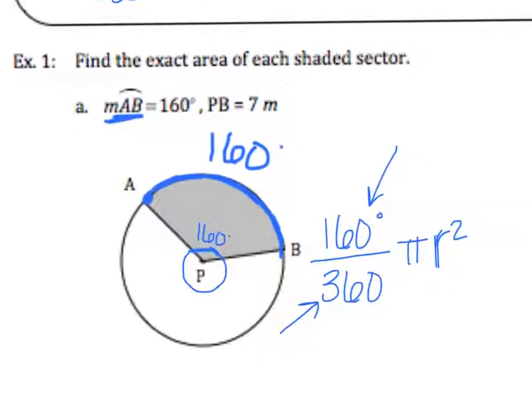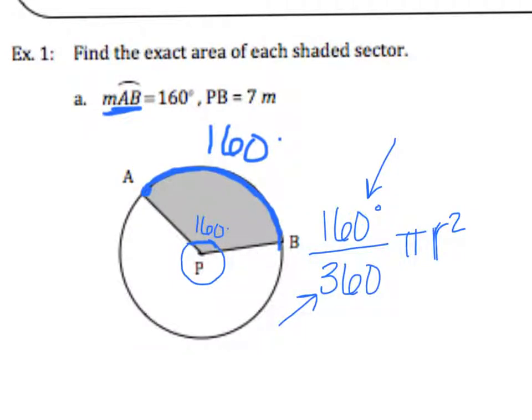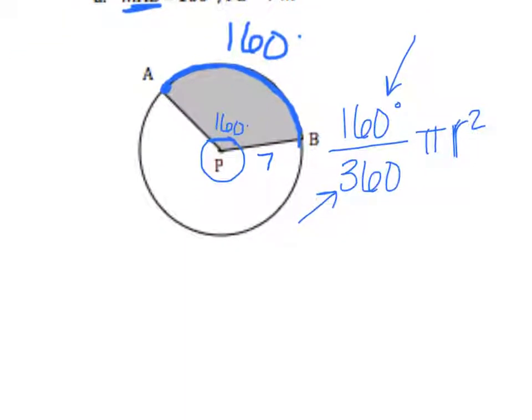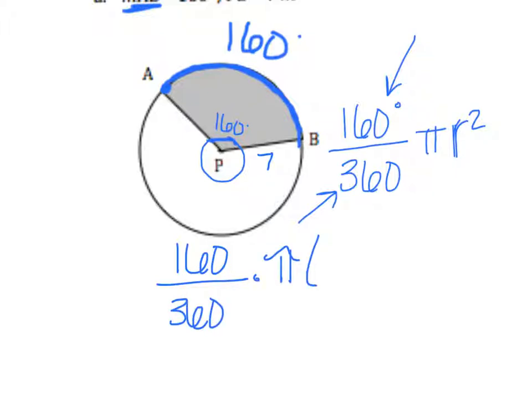Okay, so now it also says PB is 7 in this problem, and I want to find the exact. So I'm going to take 160 over 360 times pi times the radius squared. To keep this exact, you're going to put it in the calculator all at once. You're going to take 160 divided by 360 times 7 squared. Got ahead of myself. So 160 divided by 360 times 7 squared.